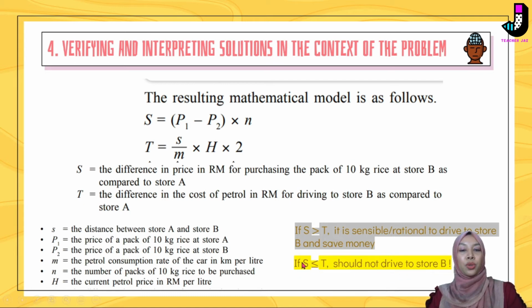Okay, bermaksud contohnya kamu jimat dekat S ni kamu dapat RM2. Dekat T ni kamu kos petrol adalah RM3. Kalau kamu pergi beli dekat store tu jimat RM2, tapi sebab konon nak jimat, tapi sebenarnya tak jimat juga sebab cost petrol is RM3. That is more than S. So it's not worth it. Okay?